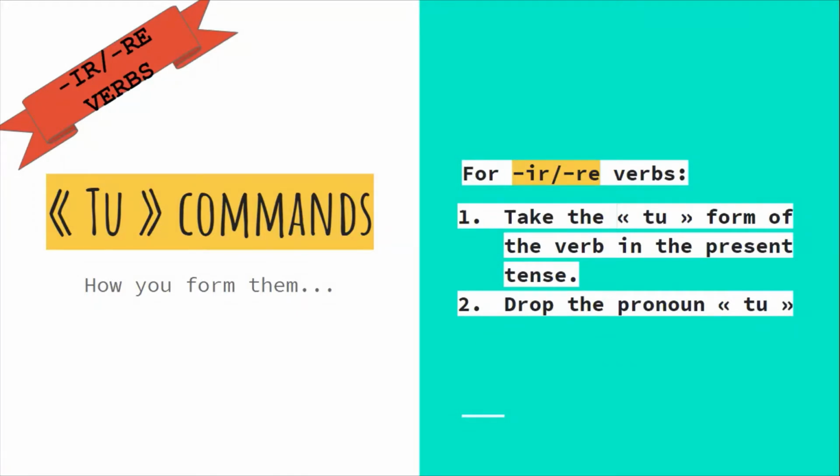So first, what you're going to do is to take the tu form of the verb in the present tense. So we would have learned the present tense before of several verbs, both regular and irregular. So all you have to do is to take the tu form of that verb. What's the next step? It's as simple as 1, 2, 3, un, deux, trois. All you're doing is dropping the pronoun tu.